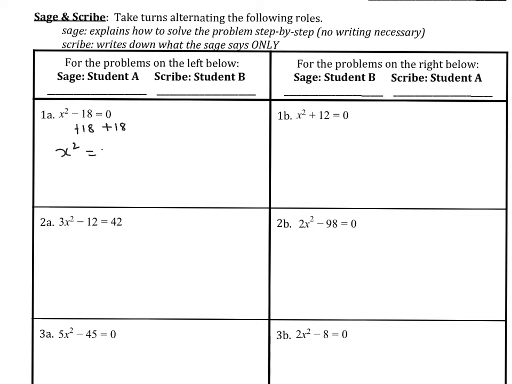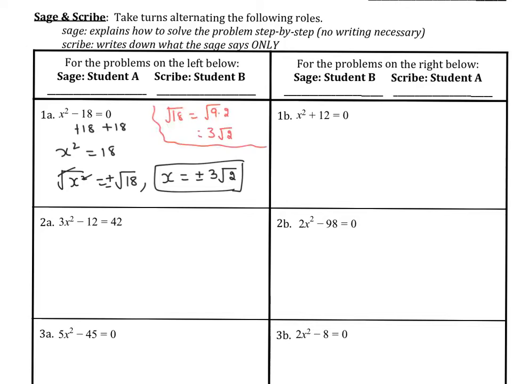x squared equals 18, and then you're going to take a square root on both sides, write plus or minus. Square and square root cancel, so x equals plus or minus 3 square root 2. Remember, we are going to break the 18 into 9 times 2, and we're going to break the 9. The perfect square of 9 is 3 outside, and inside is square root 2.